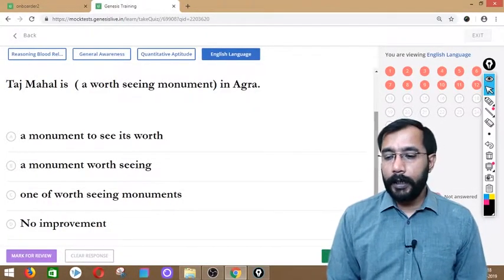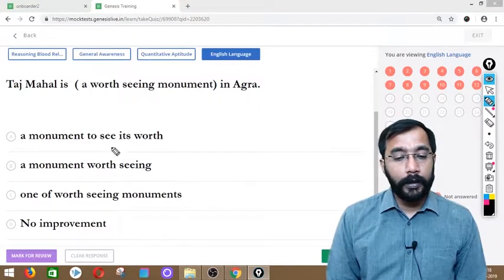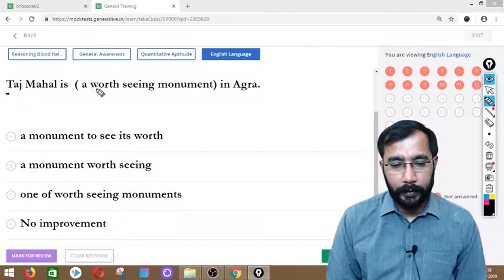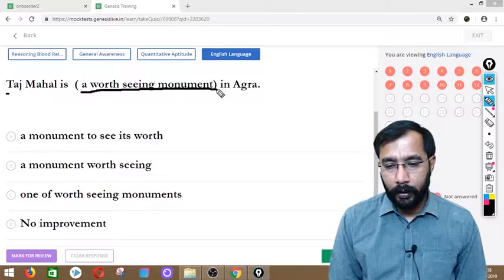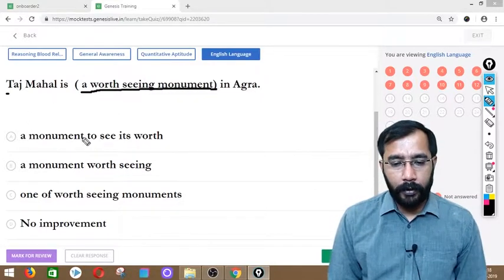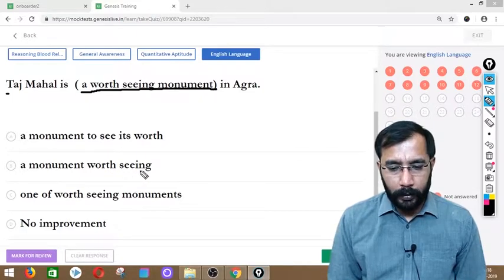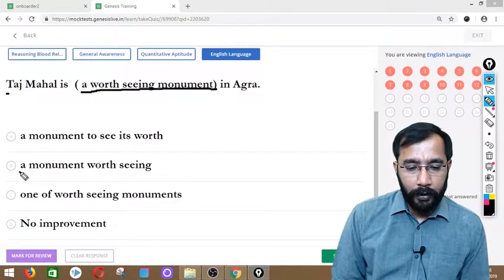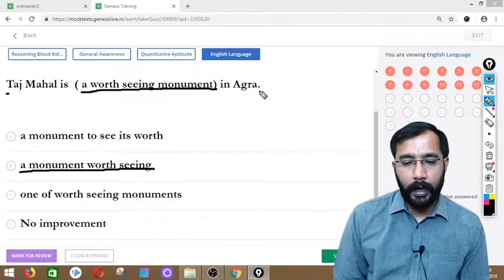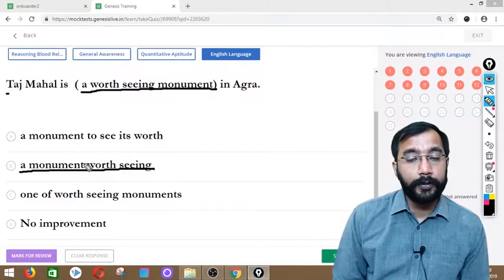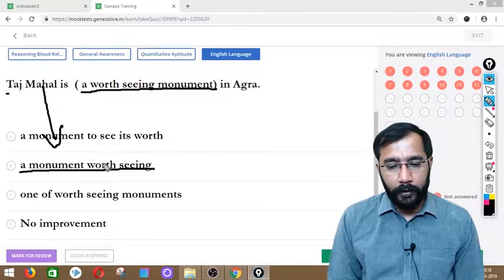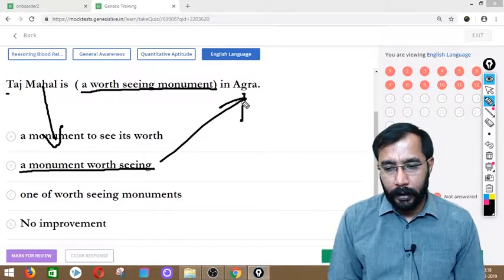All right, the next question again over here we are supposed to improve the words marked inside the sentence. The question is Taj Mahal is a worth seeing monument in Agra, and the options are a monument to see its worth, a monument worth seeing, one of worth seeing monuments, no improvement. Well, the right answer for this is Taj Mahal is a monument worth seeing in Agra. So the right option for this question is option B.